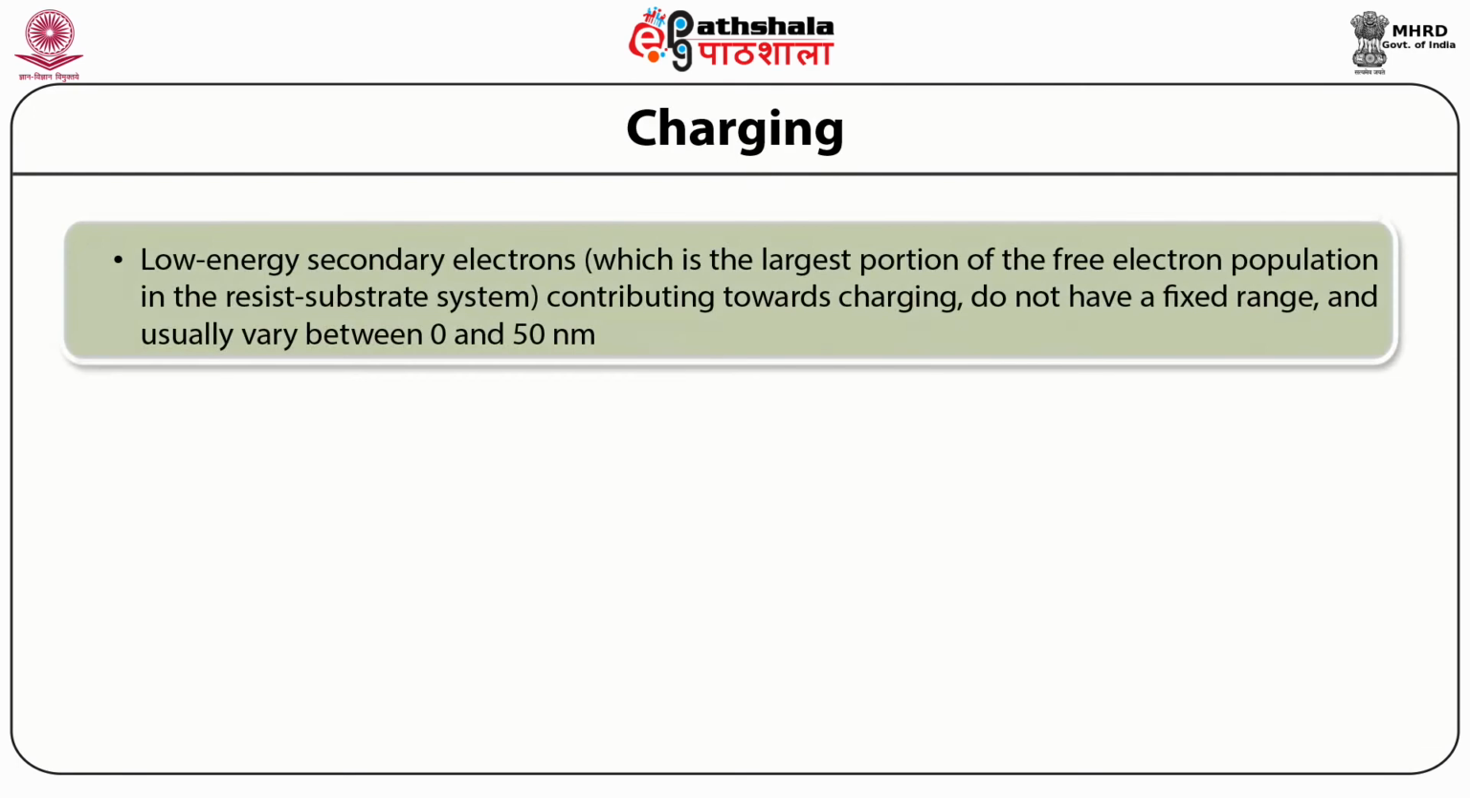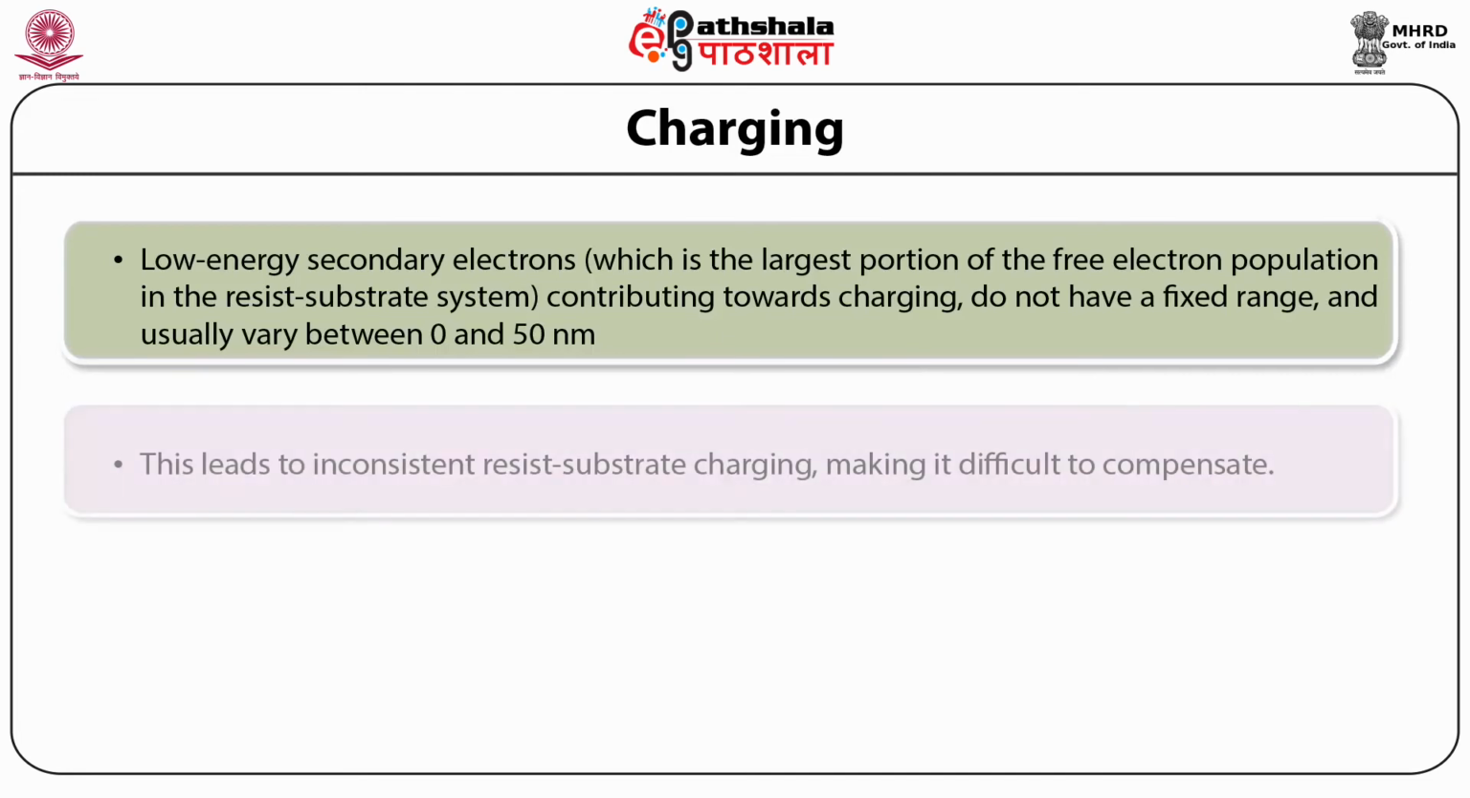The low energy secondary electrons, which are the largest portion of the free electron population in the resist substrate system, contributing towards charging, do not have a fixed range, usually varying between 0 and 50 nanometers. This leads to inconsistent resist substrate charging, making it difficult to compensate.